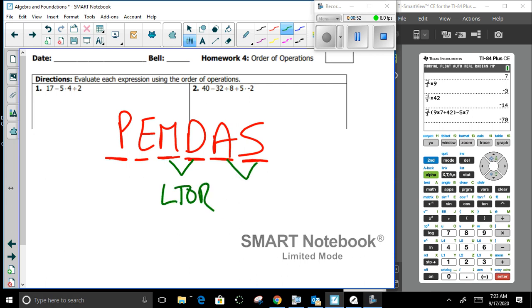Remember, when you have multiplication and division next to each other, you go left to right. When you have addition and subtraction next to each other, you go left to right. So that's the most important thing. And always remember, you can check yourself on your calculator as well. So you could put the whole thing in once you were done and check it on your calculator.